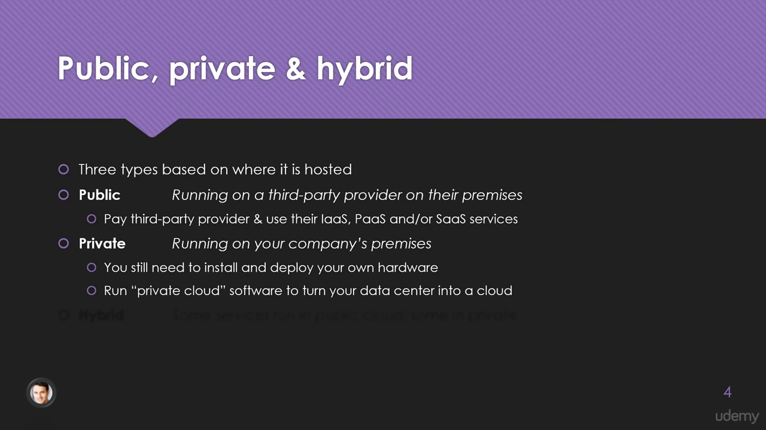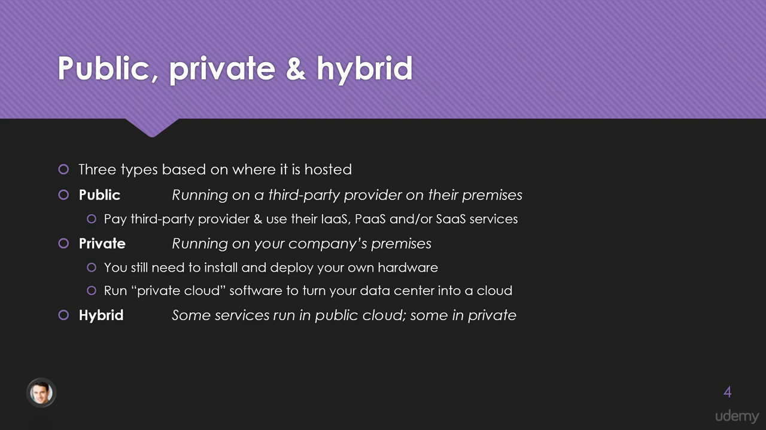There's private, where you're running all these on your company's premises. You still need to install and deploy your own hardware. So you're doing this from the ground up. Whereas with public, you simply click a button and get your servers, with private, you're actually building out your own hardware, buying and deploying it, and you run cloud software that basically converts your data center into a private cloud. So now you have a cloud, but it's running on your machines, in your company, in your home office, or wherever.